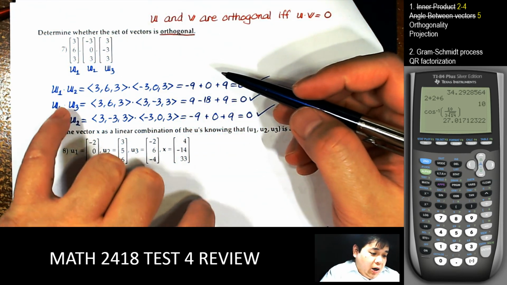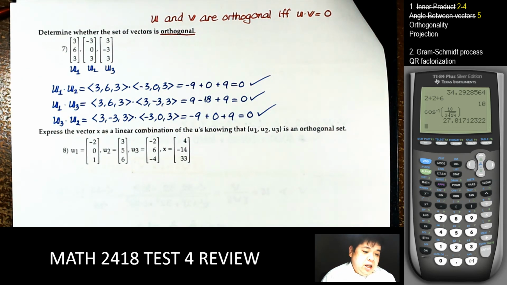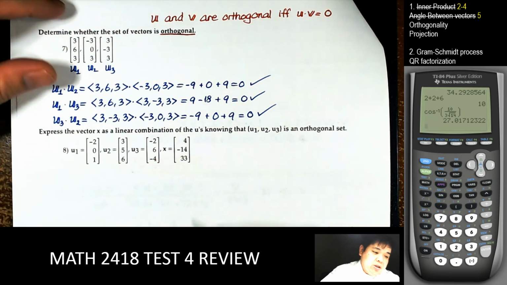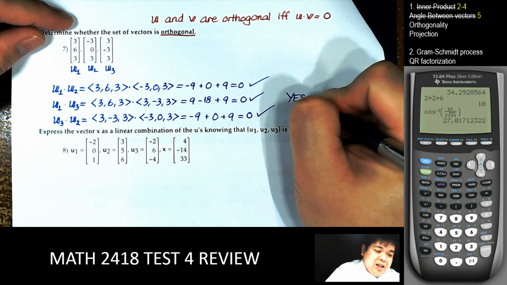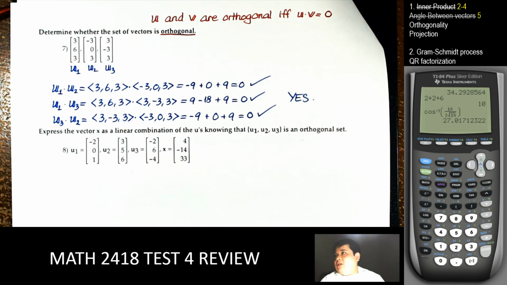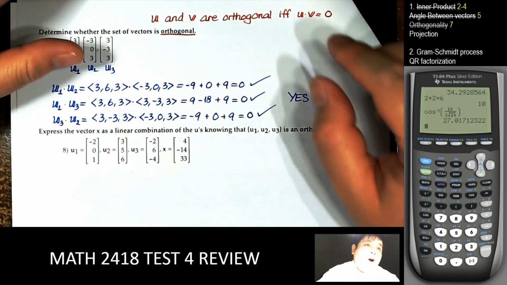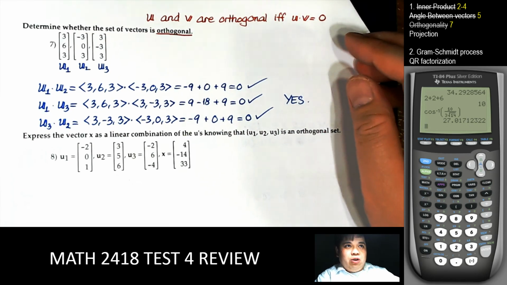Yes, so every pair of vectors is orthogonal. So in that case, yes, it is an orthogonal set. So the answer is yes, it is an orthogonal set. Right, so that is orthogonal. Now we're going to do the projection. Actually, it is orthogonal projection, so in a sense, related to orthogonal.